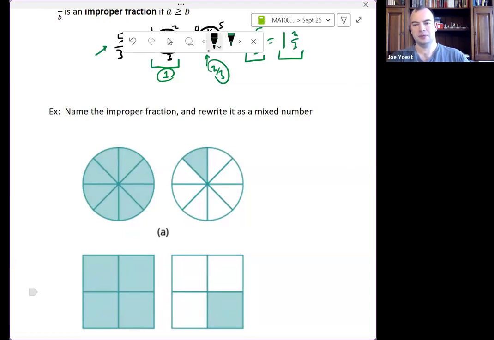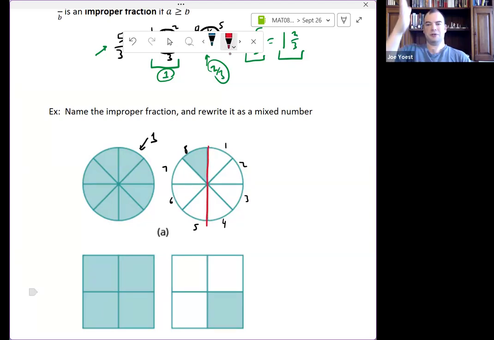Okay, so what do I have here? Well, I have one circle completely filled in. And then over here, I have 1, 2, 3, 4, 5, 6, 7, 8. As a little side note, I can use symmetry in these problems. I notice that I have a perfectly straight line going top to bottom. So I have the same number of slices on the left as I have on the right.